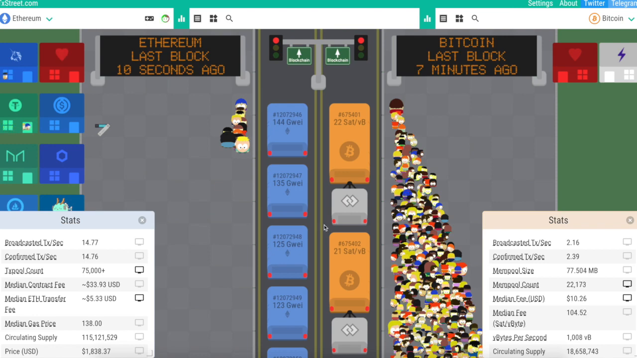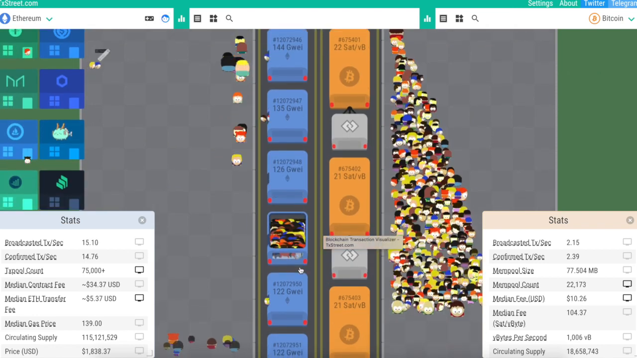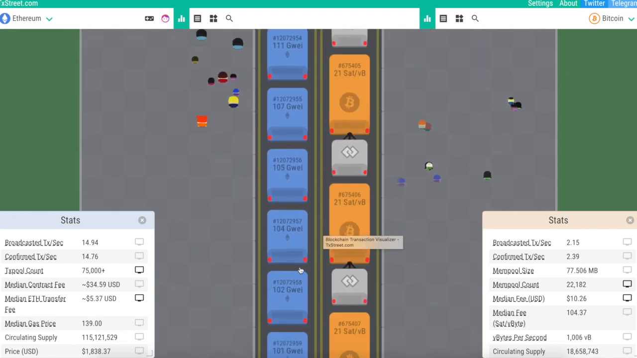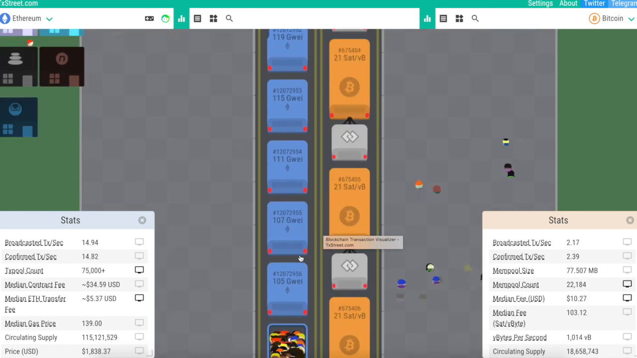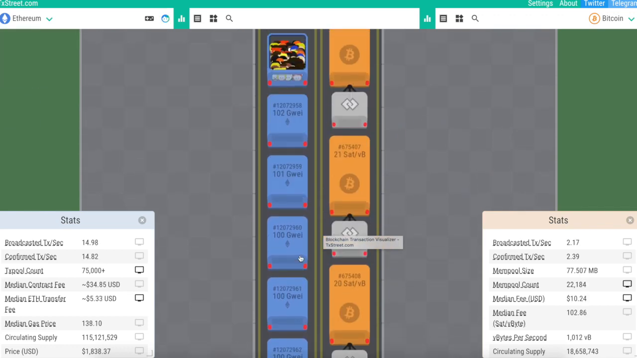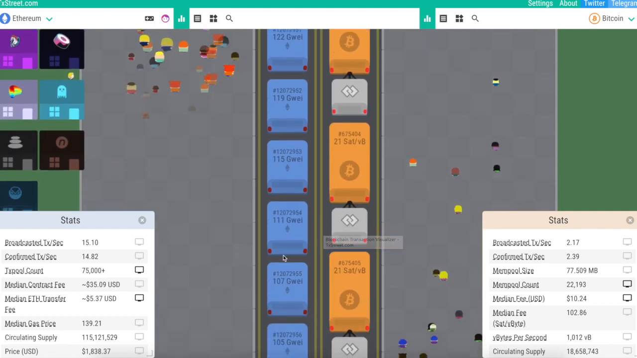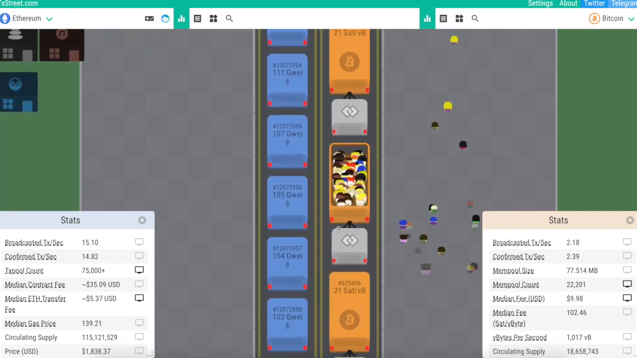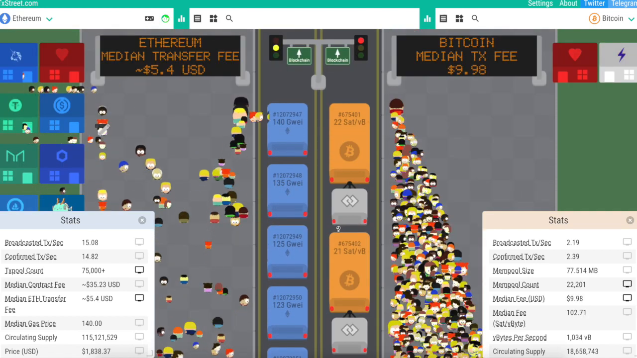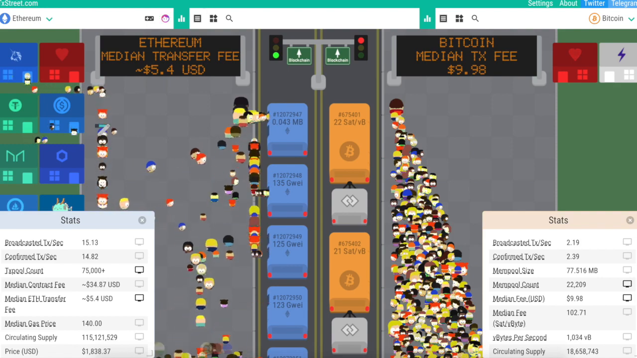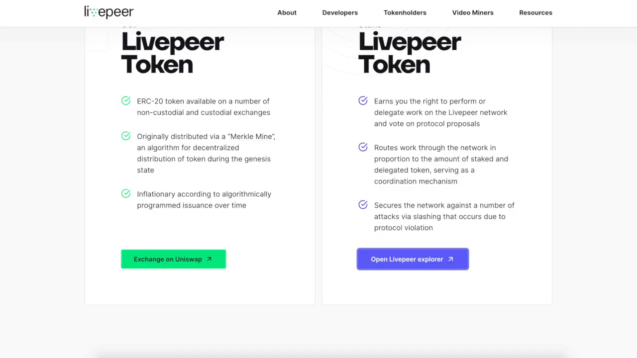Here's a website I recommend checking out to see what the going rates are for gas fees. It's called txstreet.com, and it gives you a couple of the going rates. Looks like we're probably going to have a good rate, maybe around 105 gwei for a gas fee, which is ridiculous.